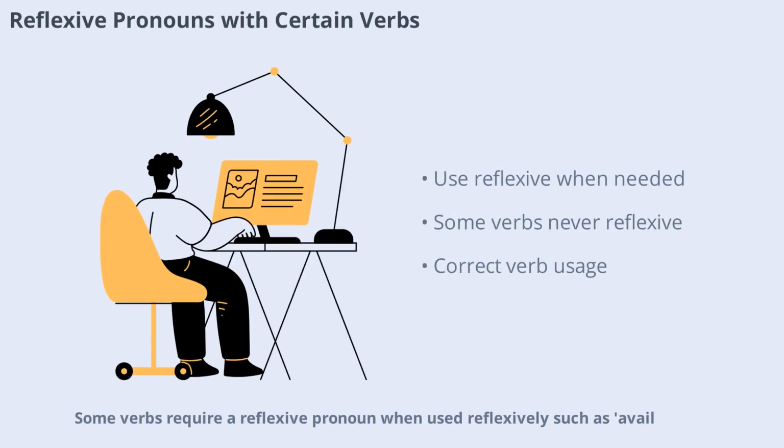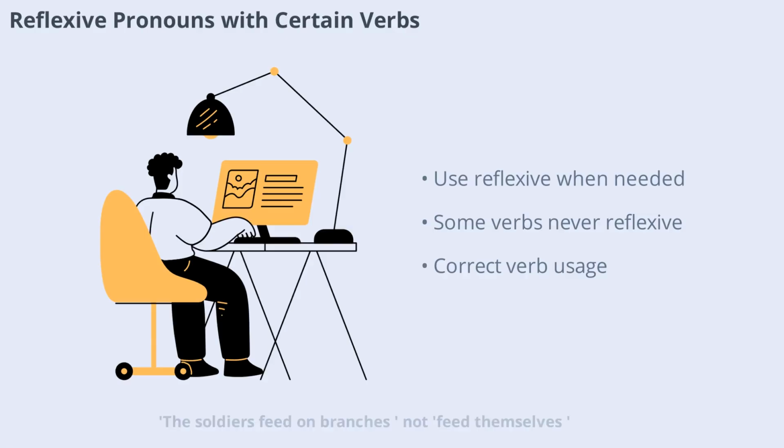Some verbs require a reflexive pronoun when used reflexively, such as avail. For example, he wants to avail himself of a chance. However, verbs like feed or gather are never used reflexively. For example, the soldiers feed on branches, not feed themselves.